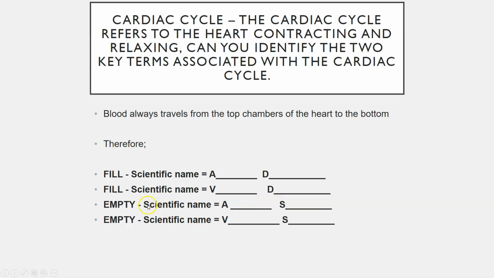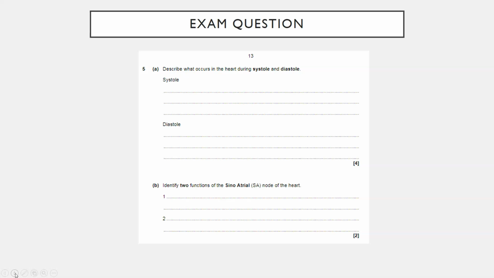And the emptying phase, I should say, is atrial systole, when the atrial walls contract, and then we have eventually ventricular systole, which is when the ventricle walls contract. Now, it is your job, it's your responsibility, to understand the conduction system and the cardiac cycle as one key thing, which we're going to go on to after this exam question.